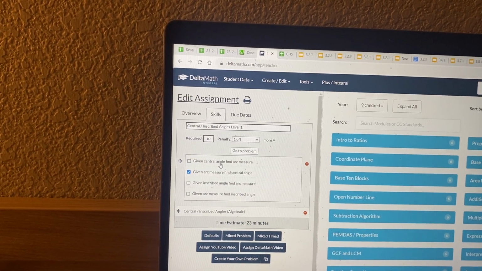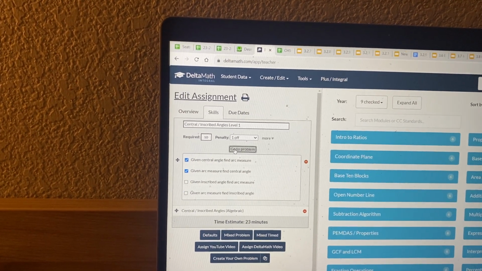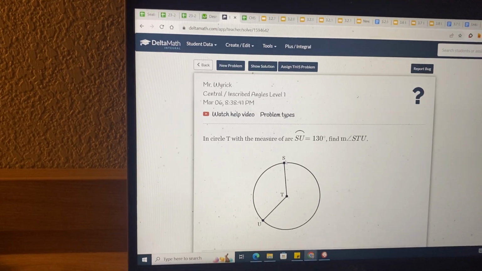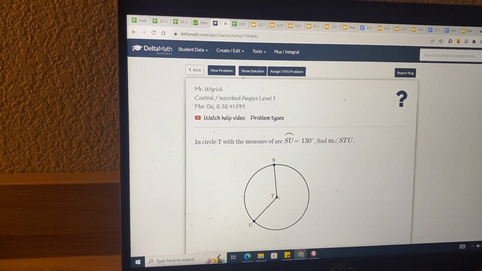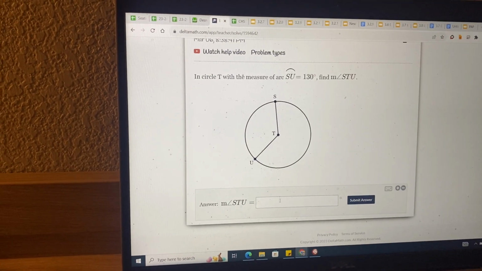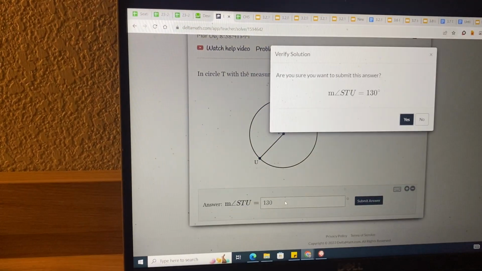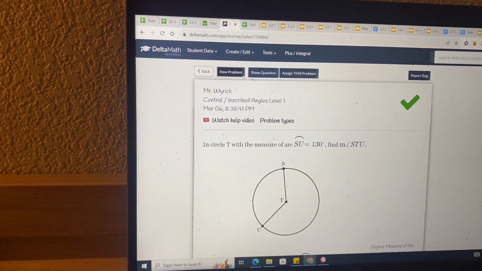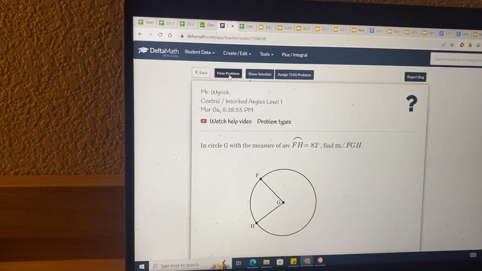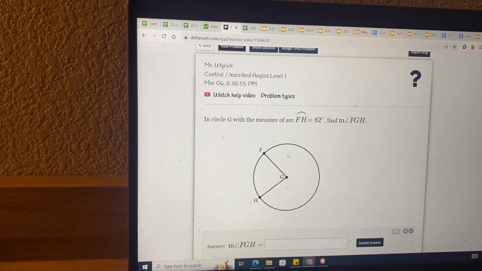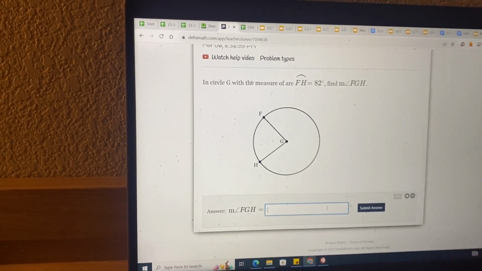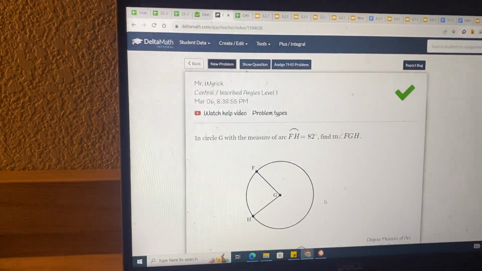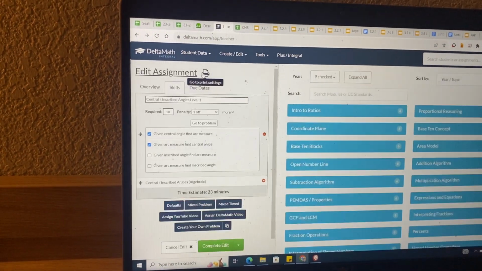So if we're using the central angle to find the arc measure, let's go to a problem here. The measure of arc SU is 130. Find the measure of angle STU. That should just be 130. New problem. We have the measure of arc FH at 82. Find FGH. That should be 82 because the arc and the central angle share a measure.